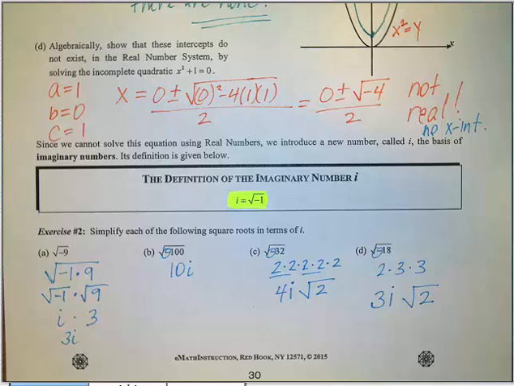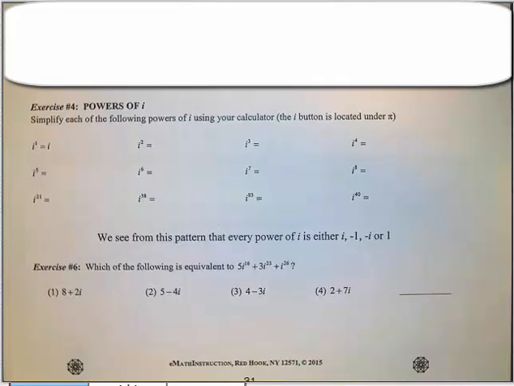So anything with a square root of a negative has to have an i in the answer for imaginary. Okay? All right. Next. Simplify each of the following powers of i using your calculator. The i button is located under pi. Well, right now we're going to not do that. We're going to use our brains.